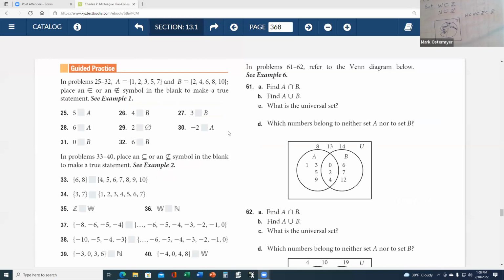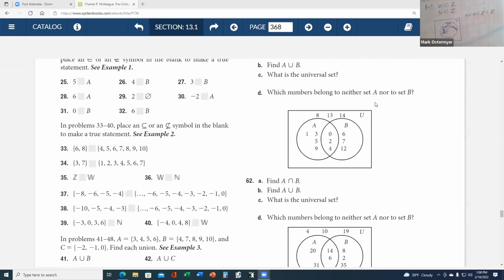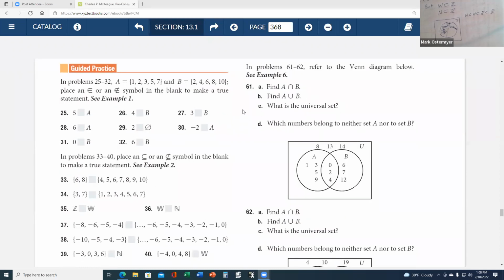All right, let's start getting down into some of our Venn diagrams here. Let's look at this Venn diagram for problem 61. They give you a universal set, which is contained inside this rectangle here. And they give you this set A that consists of these elements, these numbers, and set B that consists of these numbers. And notice there are some numbers outside of both sets A and B that are found in the universal set. Now, what would be the intersection of sets A and B?